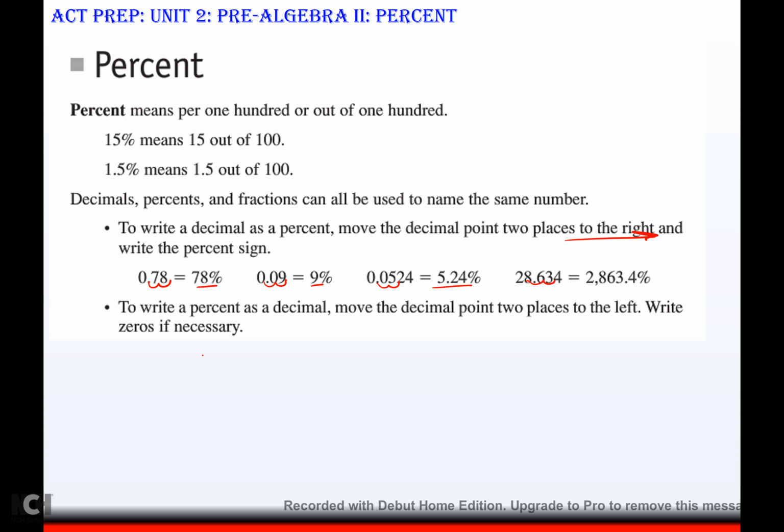To write a percent as a decimal, you move the decimal 2 places to the left and write zeros if necessary. So if I had 78%, you move it 2 places over, and that would be equal to 0.78. Okay, the 9%, there's the decimal, 2 places over would be 0.09. So you just go backwards.